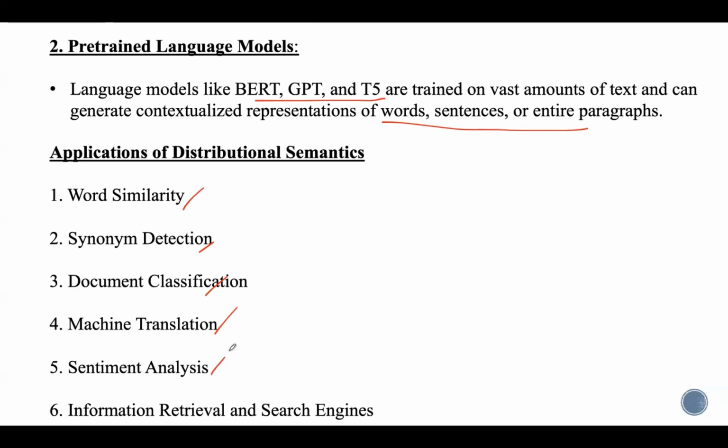And semantic analysis. Distributional semantics helps capture sentiment behind words by examining their context in sentences. If you take words like happy and joyful, both of them appear in contexts with positive sentiment, whereas words like sad and angry appear in negative contexts. Then information retrieval and search engines. By representing both the queries and documents as word vectors, distributional semantics improves search engine accuracy. Words in a query are mapped to their nearest neighbors in the document space, helping retrieve relevant results.